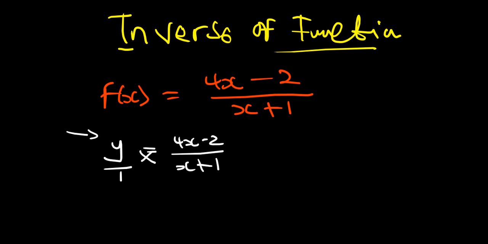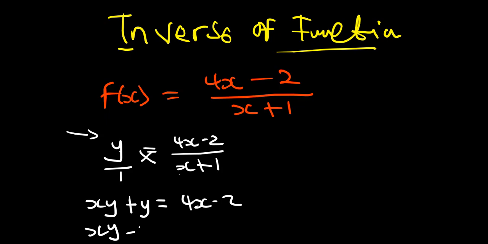We're going to have y multiplied by (x plus 1). We're going to get xy plus y is equal to 4x minus 2. So take all the like terms to the left side. Whatever term has x, we are going to put it here. So xy minus 4x is equal to, and then we can take this y to the other side, so it's going to be minus y, and then we still have this minus 2 there.